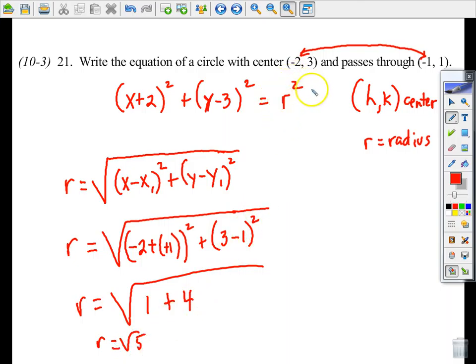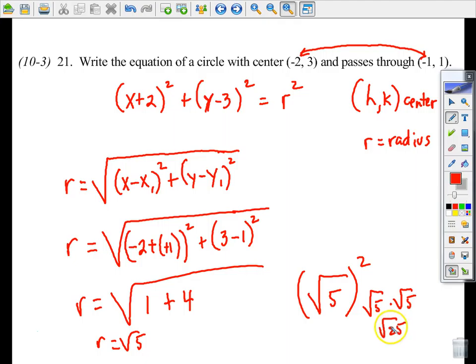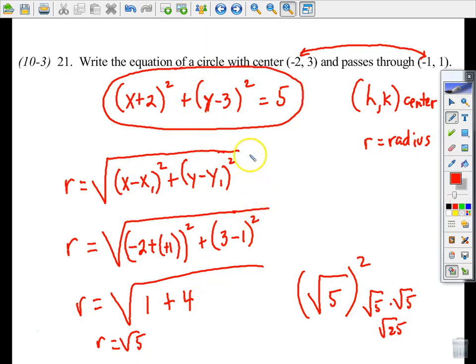But my equation for a circle says radius squared. So just think of taking 5 and raising it to the second power. Or in other words, square root of 5 times the square root of 5. Well, that's the square root of 25, but what is the square root of 25? Well, it's just 5. So anytime you square a radical like this, the effect is just to remove the radical. And so I'm left with 5 as the r squared. So this becomes my answer for number 21.